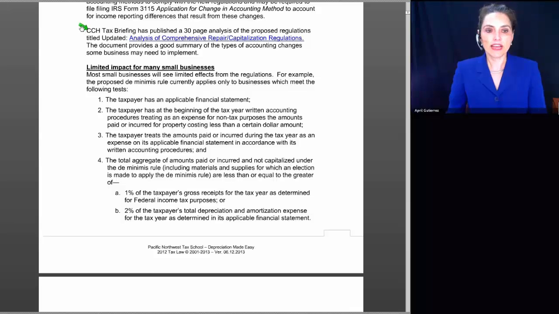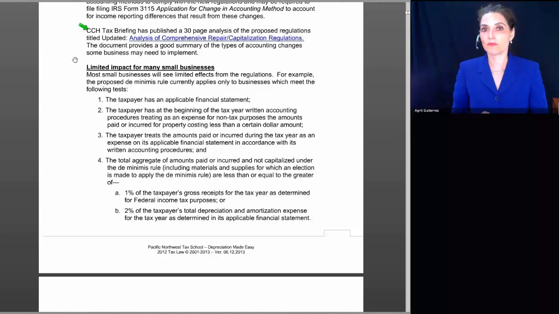CCH issued a tax briefing 30 pages long which analyzes the proposed regulations, and a link to that CCH publication is located here in the manual. Now, you could click on it on the computer screen while I'm talking, but that's not what I'm suggesting you do. What I'm suggesting is that after today's class is over, you return to Open Campus, that's Pacific Northwest Tax School's Learning Management System. If you have not already printed the manual, there is a manual in there for you, and you can just save that manual to your desktop somewhere.